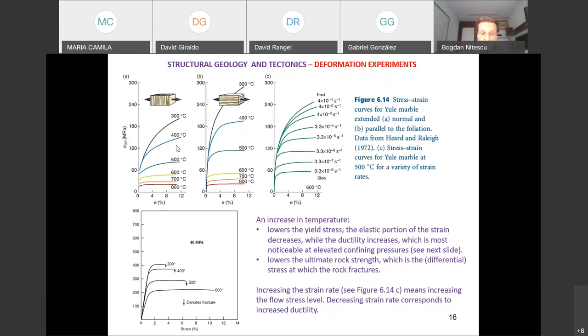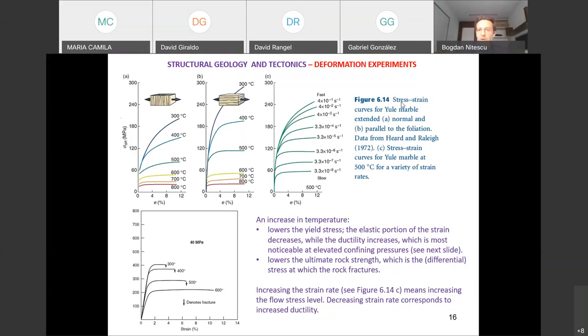This experiment here, and this experiment here, and this experiment here, it shows, basically, it took a marble. So marble is the metamorphic product as a result of thermal metamorphism of limestone. Now, this marble has a foliation in it, and depending on how the direction of foliation is relative to the loading or the stress direction, they did these experiments.